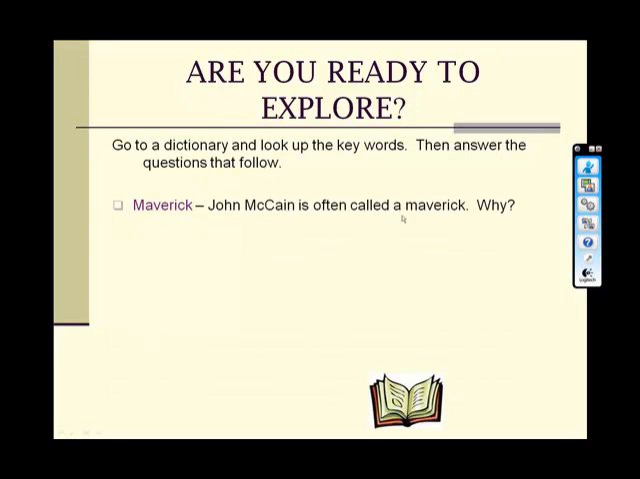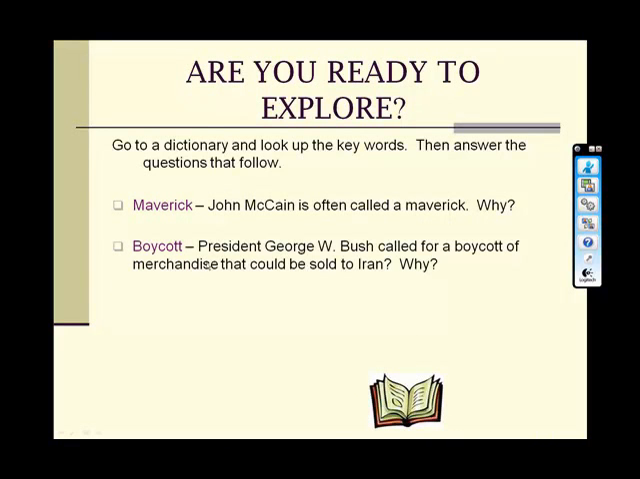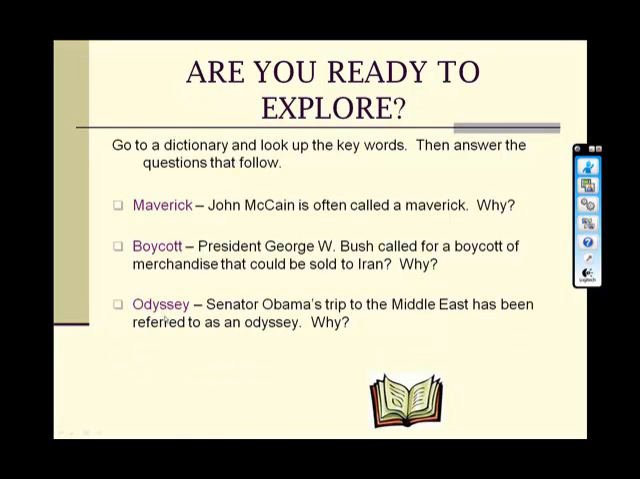Maverick. John McCain is often called a maverick. Why? Do you know why? Boycott. President George W. Bush called for a boycott of merchandise that could be sold to Iran. Why? Odyssey. Senator Obama's trip to the Middle East has been referred to as an odyssey. Why? And guillotine.